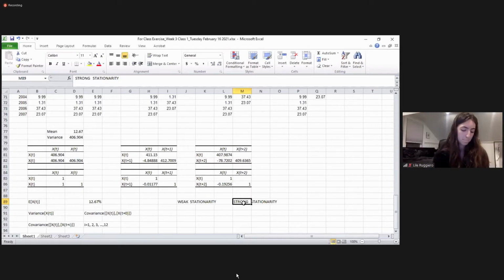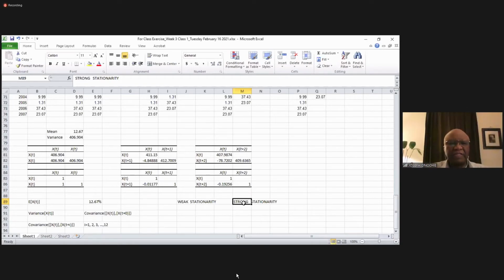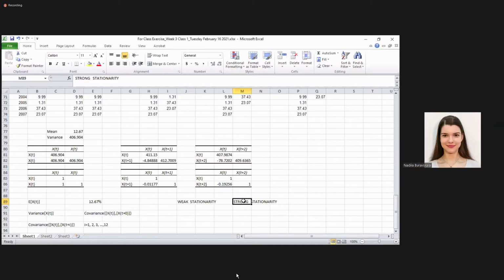But for now, I just cannot eyeball this data and say it is stationary or not. I can't say that for now. Nadia, strong stationarity requires the mean to be constant, the variance to be constant, the skewness to be constant, the kurtosis to be constant, the 5th moment to be constant, the 6th moment to be constant, 7th moment. Can I go on? Many more. Yeah, no, many more. Yeah, I understood. Thank you.